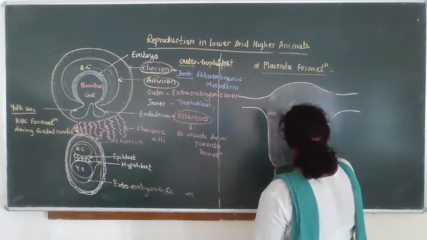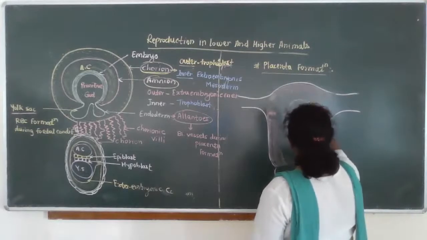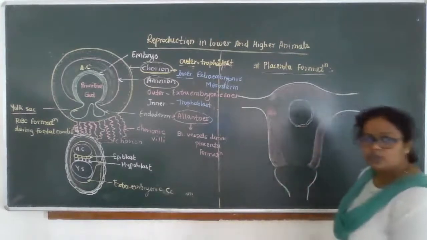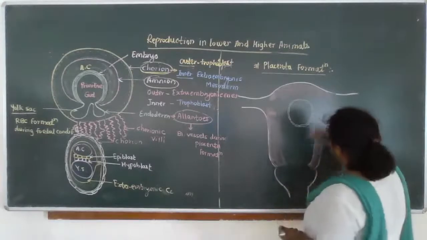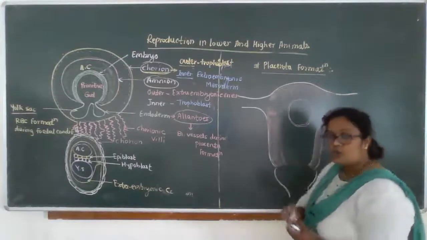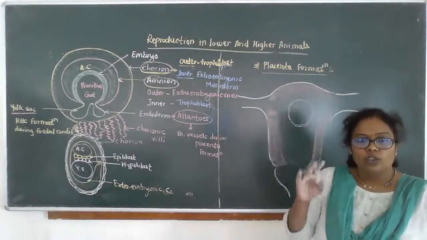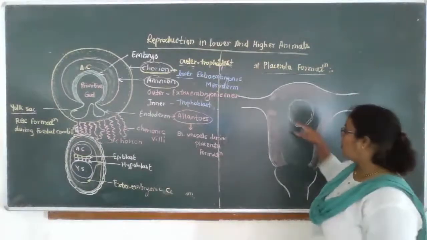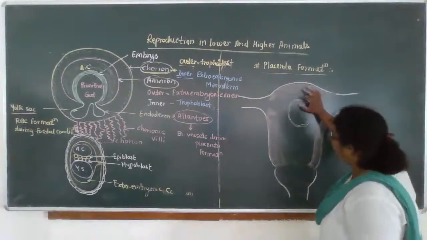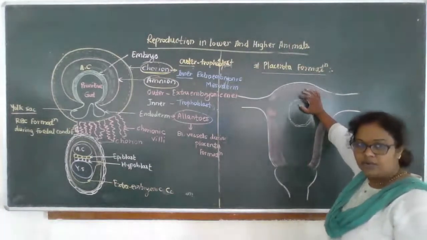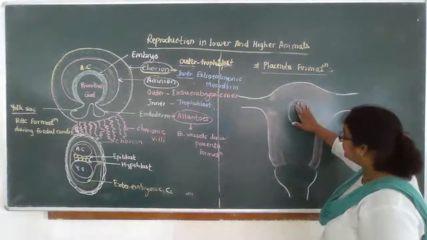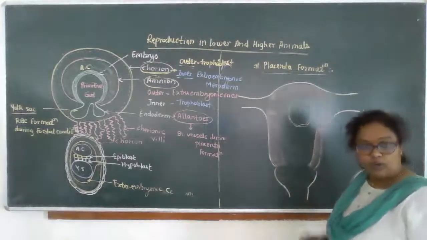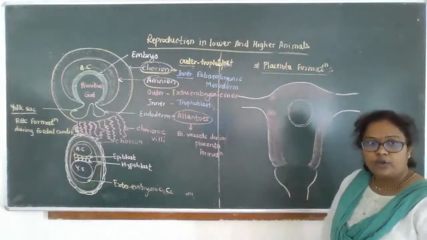During implantation, what happened? I'm drawing this trophoblastic layer. This is the trophoblast. During placenta formation, as you know, this trophoblast is divided into two: cytotrophoblast and syncytiotrophoblast, right? This is the cytotrophoblast. At the embryonal knob site, these trophoblastic cells have an ability to attach to the endometrial wall, right?